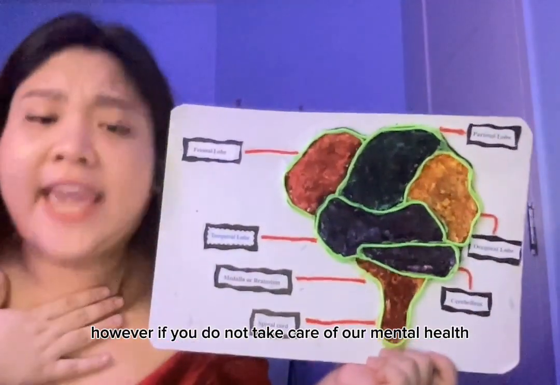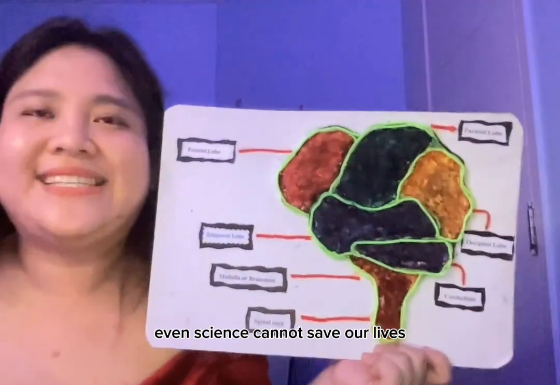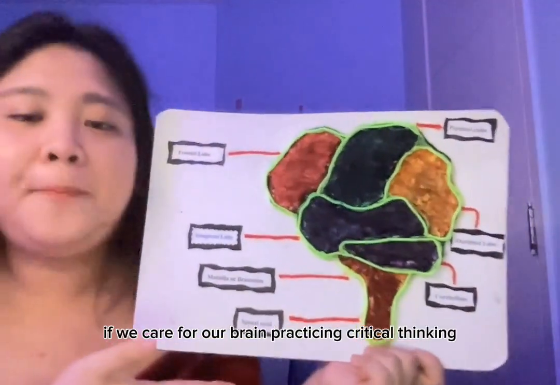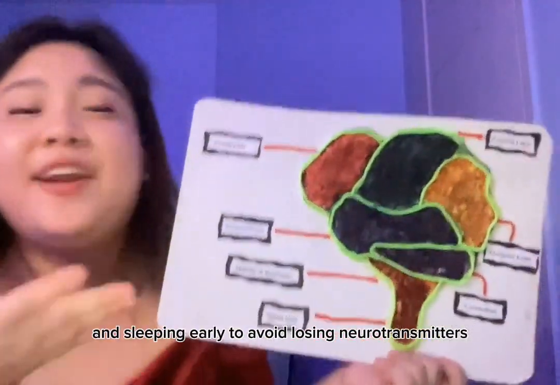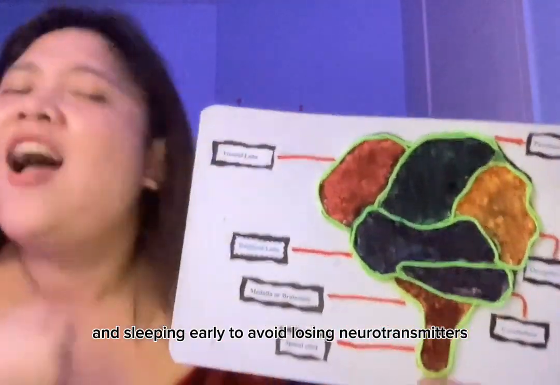However, if we do not take care of our mental health, even science cannot save our lives. If we care for our brain, practicing critical thinking and sleeping early to avoid losing neurotransmitters, our lives will be more productive.